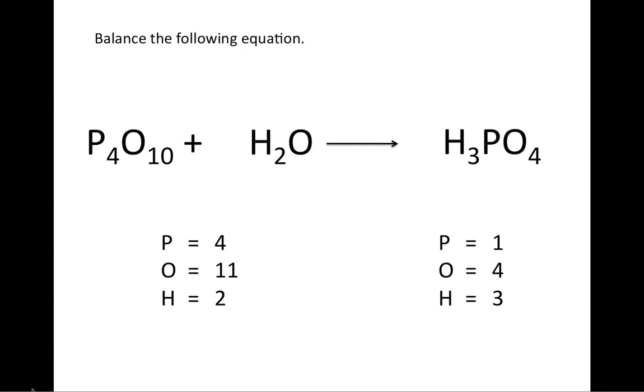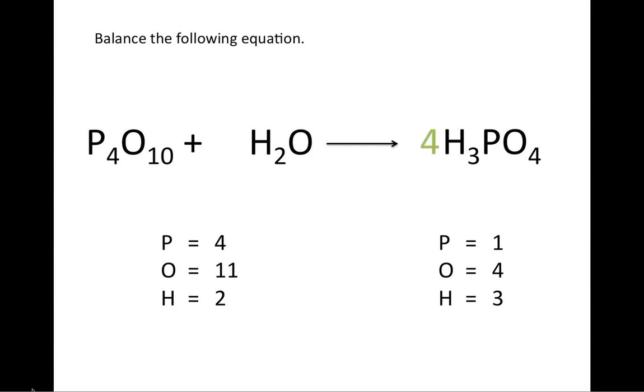Let's start by balancing the number of phosphorus atoms. And again, I'm choosing phosphorus because it occurs in one compound on the reactant side and one compound on the product side. And if you follow this method, it'll make balancing the reaction a little bit easier. But you can really balance whichever type of atom you prefer first.